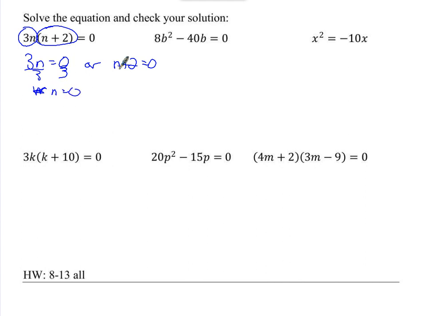Over here, solve for n. What do we do? Subtract 2 from both sides, and we get n equals negative 2. 2 answers.